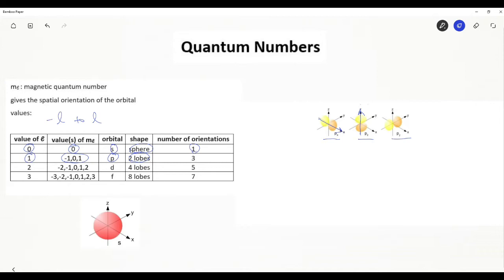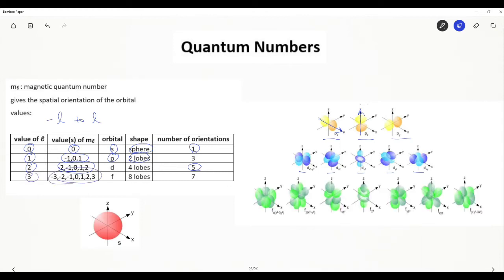We can apply this to the d and the f orbitals. If our value of l is 2, you can see here is our range of m sub l. It has 5 different orientations. And again, if you look at the picture for the d orbitals, you can count them up. There are 1, 2, 3, 4, 5 different d orbitals, and they're all oriented in space differently. The same, of course, is true for the f orbitals. This time our value of m sub l runs from -3 to 3. That means we have 7 different orientations. And again, if you're looking at the pictures of the f orbitals, you'll see that there are 7 different orientations.